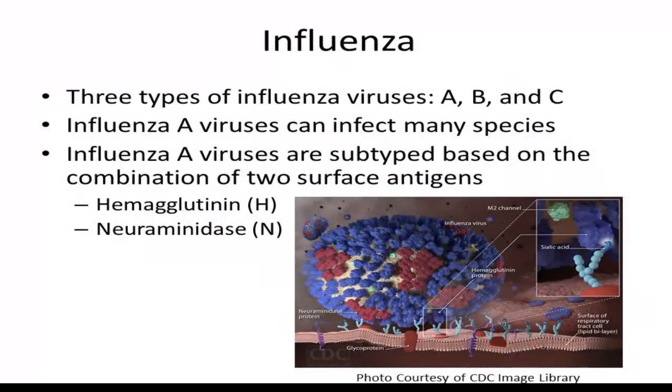Influenza viruses, regardless of what species they may infect, are subtyped based on the antigens found on the surface of the virus. There are two different types of surface antigens. One is the hemagglutinin antigen, commonly referred to as H, and the second is the neuraminidase antigen, commonly referred to as N. There are 18 H antigens and 11 N antigens, and many different combinations of these antigens are possible. The combination of the H and N antigens is what gives the virus its subtype name.